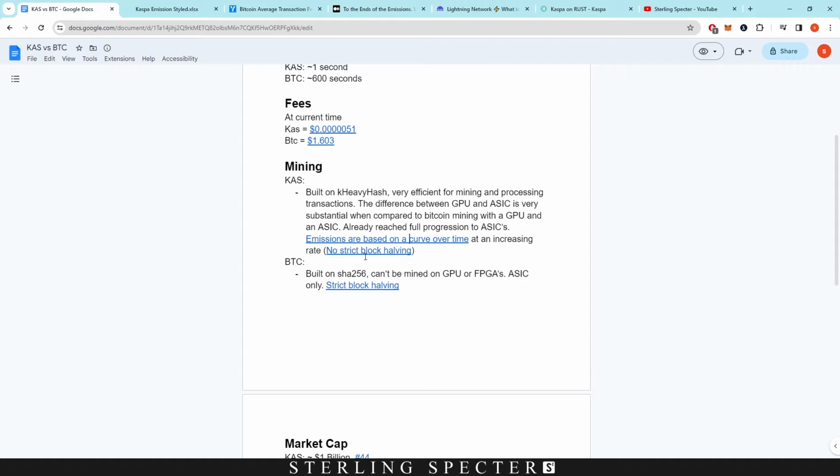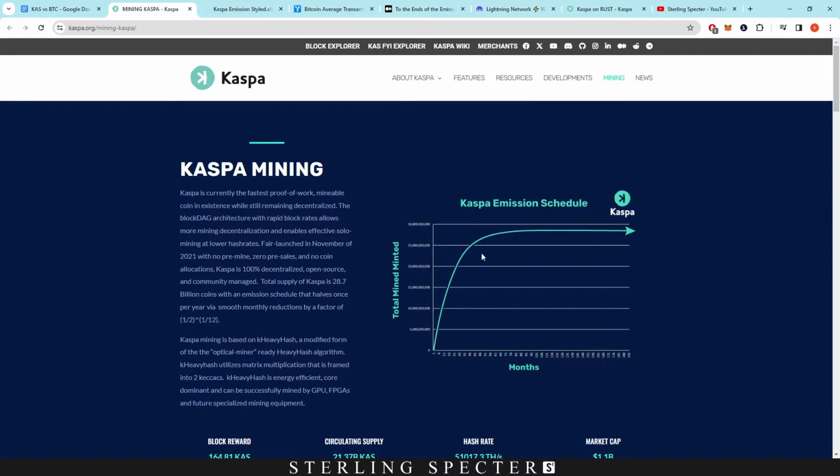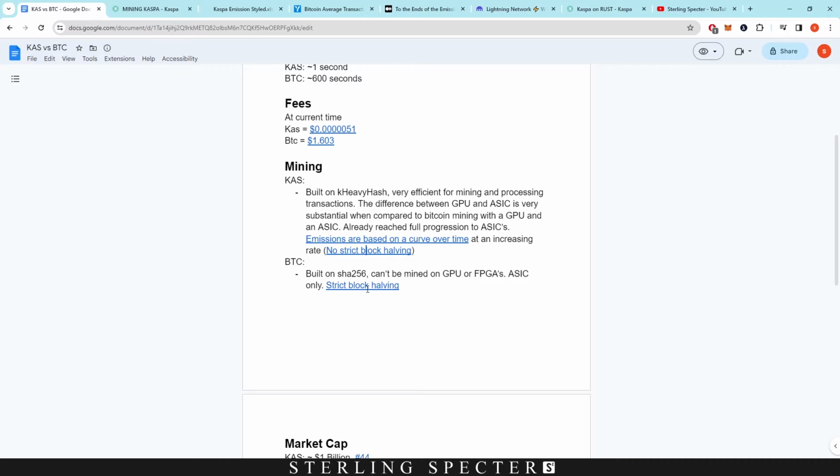And when we go over to no strict block halving, you can see the actual curve that it works on. So Bitcoin will work on a curve in theory, but it's not as substantial a curve as Kaspa coin. When we look here, BTC built on SHA-256 can't be mined on GPUs or FPGAs. So Kaspa coin can still be mined on GPUs and FPGAs, ASICs only currently.